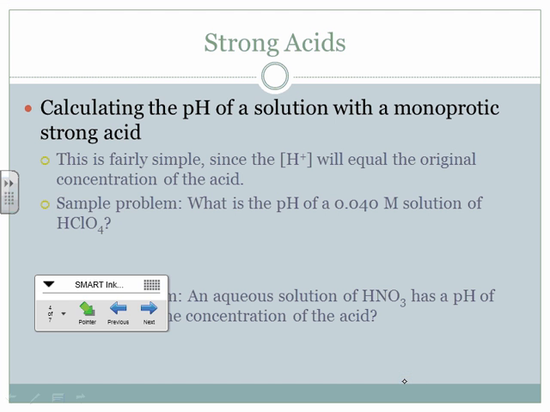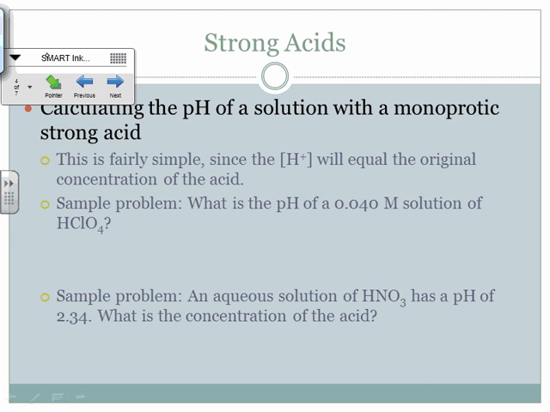Okay, sorry about that. All right, so then second sample problem here. An aqueous solution of HNO3 has a pH of 2.34. What's the concentration of the acid? Not the concentration of H+, what's the concentration of the acid? You're going to 10 it, right? Okay. So remember, to go from pH to H+ concentration, you just take 10 to the negative 2.34, okay?